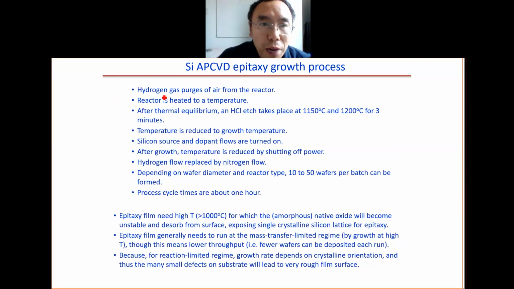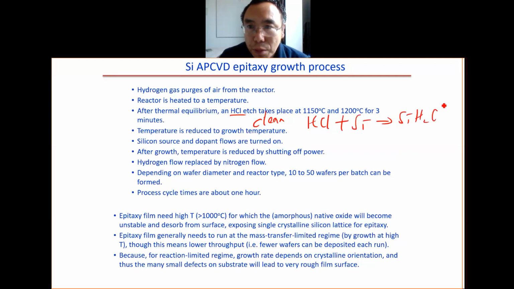First, we have hydrogen gas poured over the chamber, then heat to high temperature. At thermal equilibrium, we use HCl gas to etch the chamber. This is to clean, to etch away material. For example, HCl can etch away the silicon to form dichlorosilane. So this can etch away the silicon, and it can also etch away the metal. We know the metal is not good for the silicon. So HCl can etch away the metal in the chamber.